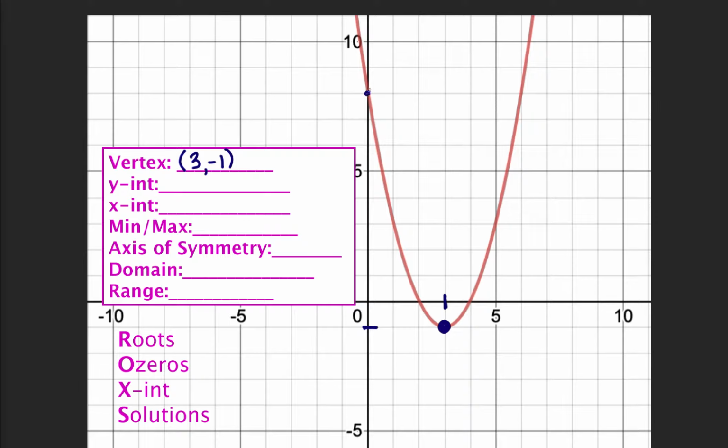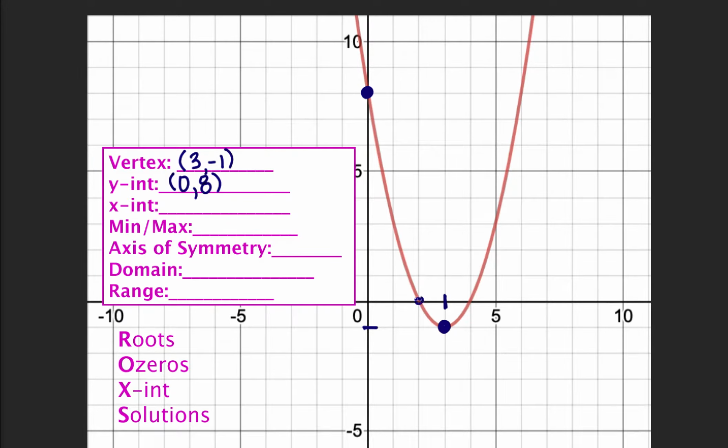Okay, then let's look at the y-intercept, putting a point up here at that y-intercept. Our y-intercept is always going to have a value of 0 at the x, and then whatever the y-intercept is, which in this case is going to be 8. So I have 0, 8.